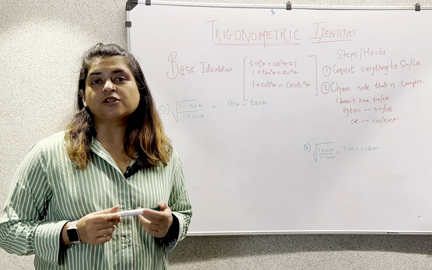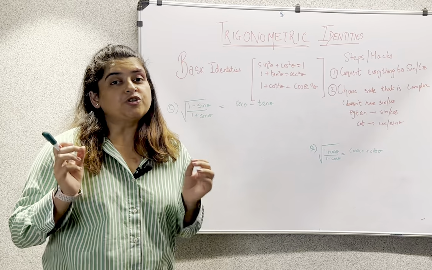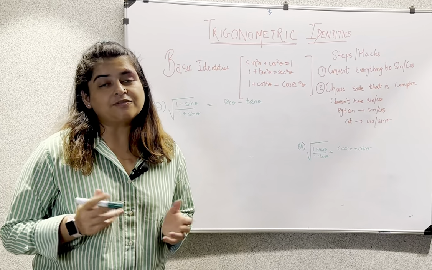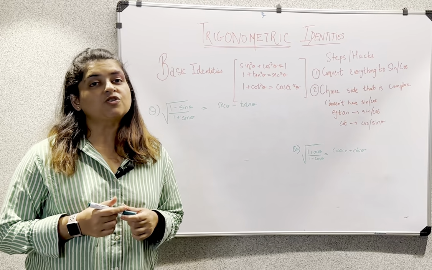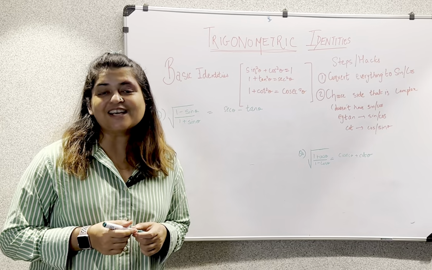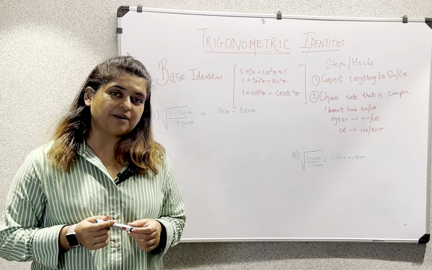Today I thought let's start with trigonometric identities. Children dread this topic, they find it the most difficult. But I have some very simple hacks to make it interesting. I don't know if maths is interesting for you, but yes, interesting and a little simpler so that you can solve the question step by step.